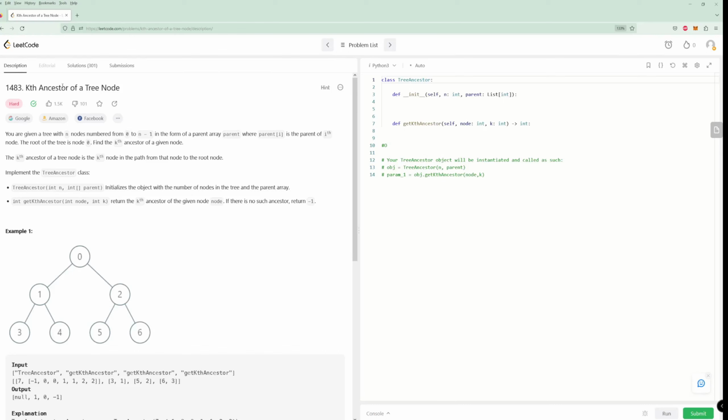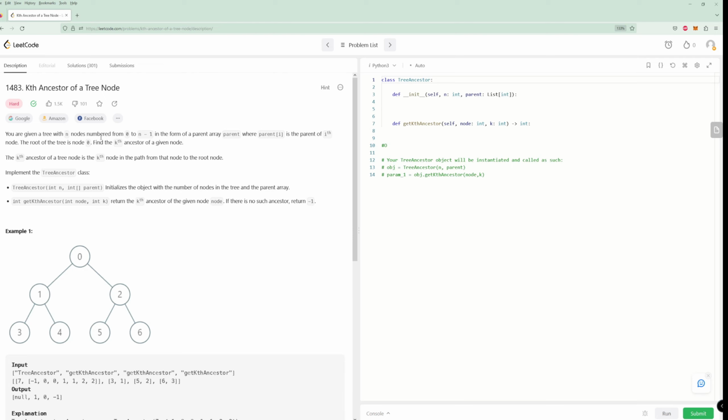Hi, welcome back. Today we're doing problem number 1483, kth ancestor of a tree node. This problem is quite difficult, I'd say, and it teaches you an algorithm that I would say most people don't know. Also, you learn a little bit more about how logs work, hopefully, by the end of the video.